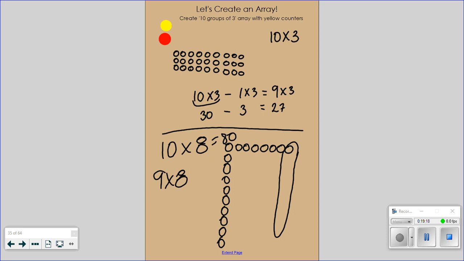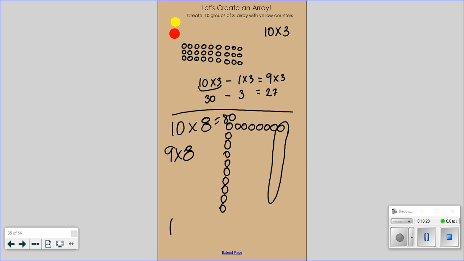So what Gwen said was exactly right. We're going to take 10 groups of 8. We're going to subtract 1 group of 8 to get 9 groups of 8. 10 groups of 8, you've already told me was 80. Bladen, how much is 1 group of 8 worth? It's 8. What is 9 groups of 8 going to be?